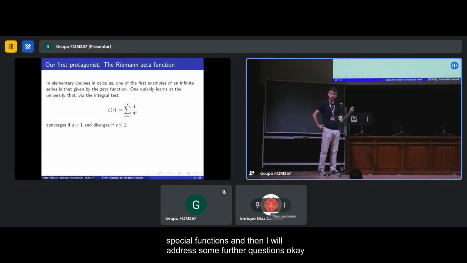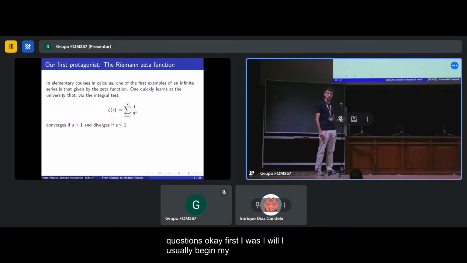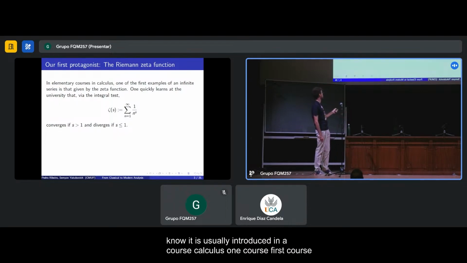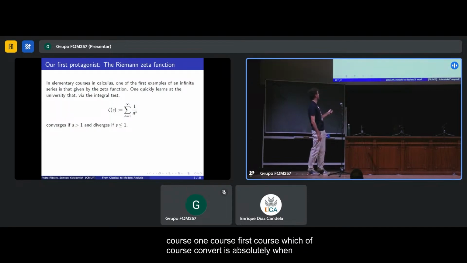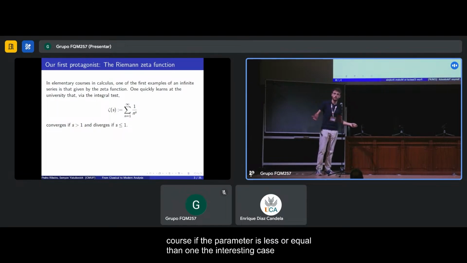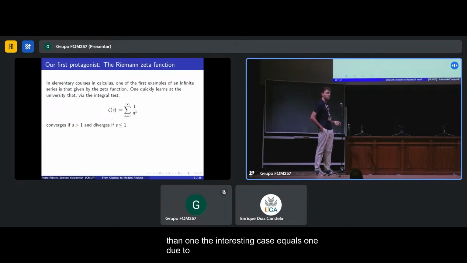Okay, first I usually begin this kind of presentation presenting the first protagonist of this kind of stuff, which is usually the Riemann-Zeta function. As most of you, perhaps all of you know, it is usually introduced in a Calculus 1 course, first course in real analysis, this series, which of course converges absolutely if I take the parameter s as real when the parameter s is greater than 1 by the integral test, and diverges, of course, if the parameter is less or equal than 1. The interesting case s equals 1 is due to Nicole Oresme, the divergence of the harmonic series.